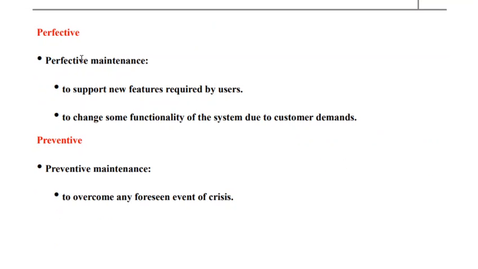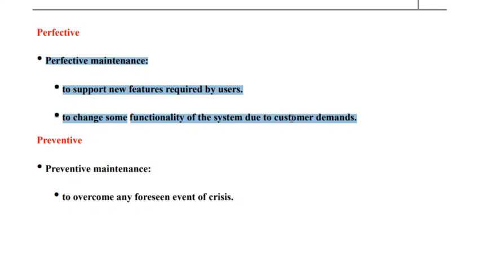Now, perfective maintenance is maintenance that is carried out in order to enhance the existing capabilities of the functions, or to enhance the capability of the software application itself. So, perfective maintenance is carried out in order to support new features required by the user, or to change some functionality of the system due to customers' demand. So, this is what is called perfective maintenance.